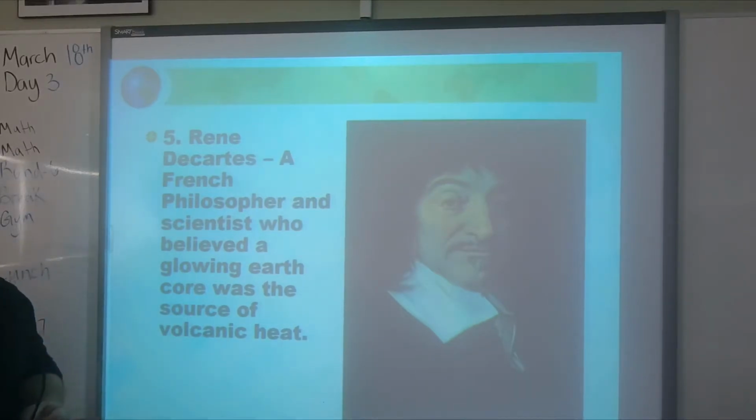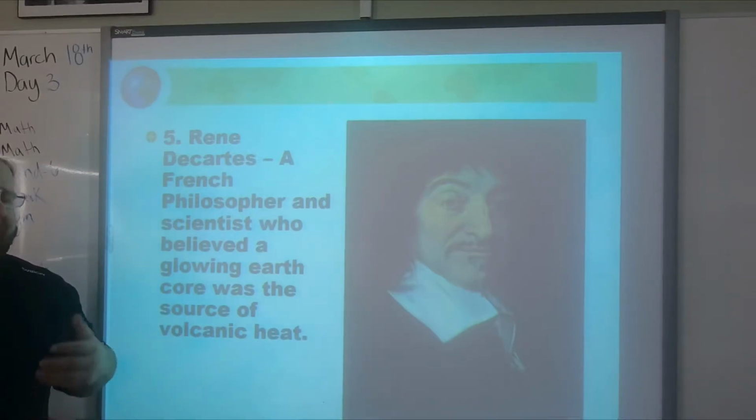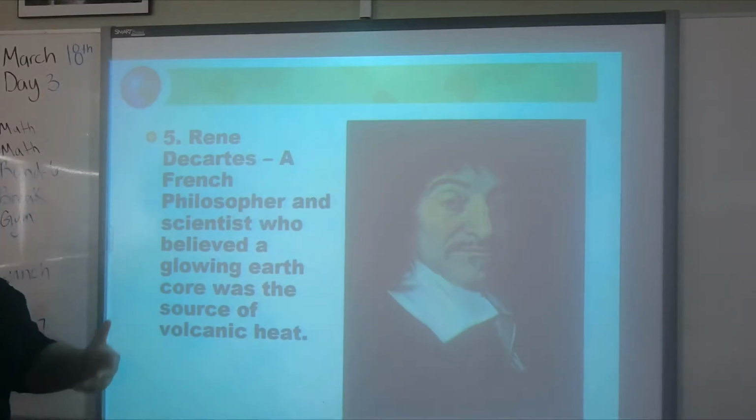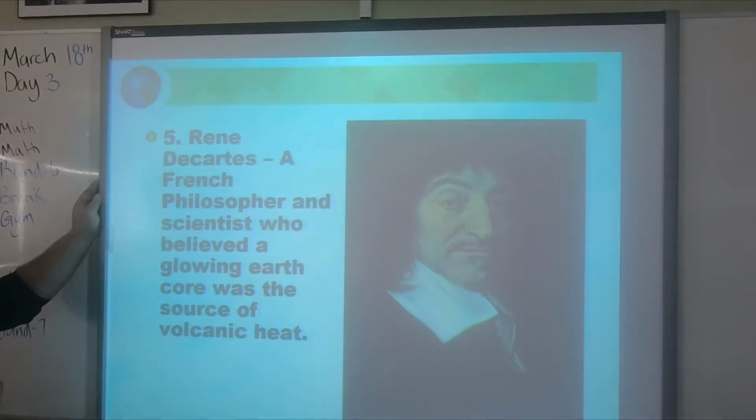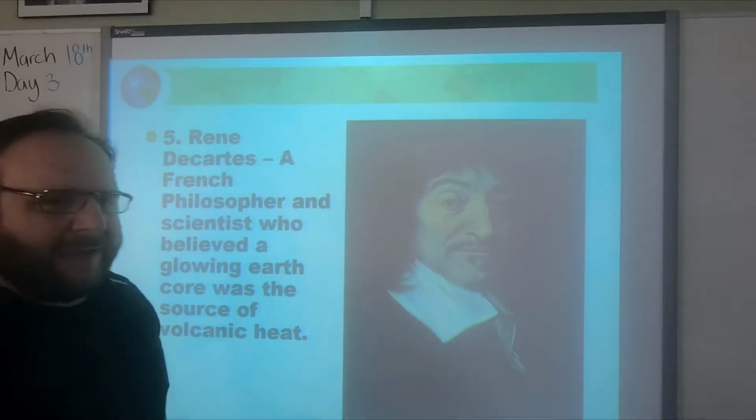He also created what's called the Cartesian plane. So later on in math, we're going to be talking about that. And he had a theory about earthquakes and volcanoes as well. His theory was that there was a glowing core at the center of our Earth, and it was the glowing core that caused earthquakes and volcanoes to happen. Okay, what do we think about Descartes' theory here?